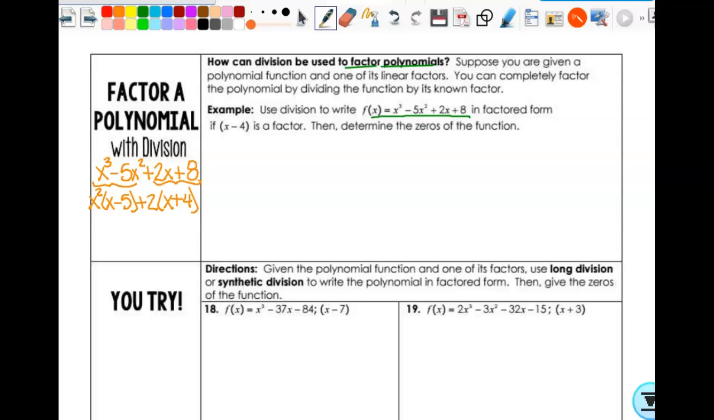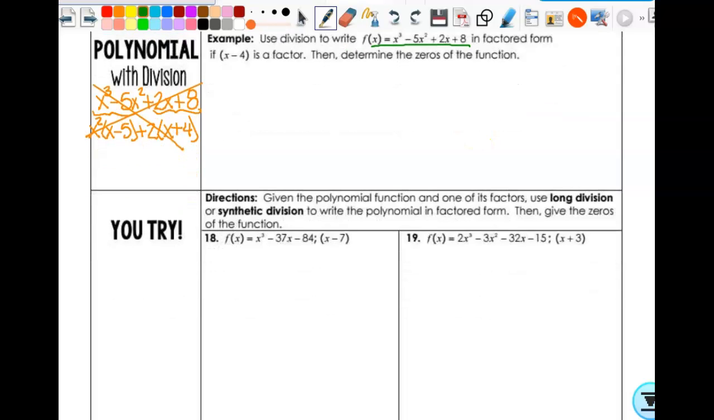We can't use the skills that we already have. That does not mean it's not factorable. That just means we can't do it with all of those tools we have in our tool belt. None of them work, so we got to have something else. So right now, the next best thing is they give us the polynomial, and they give us one of the factors. They tell us it is a factor.